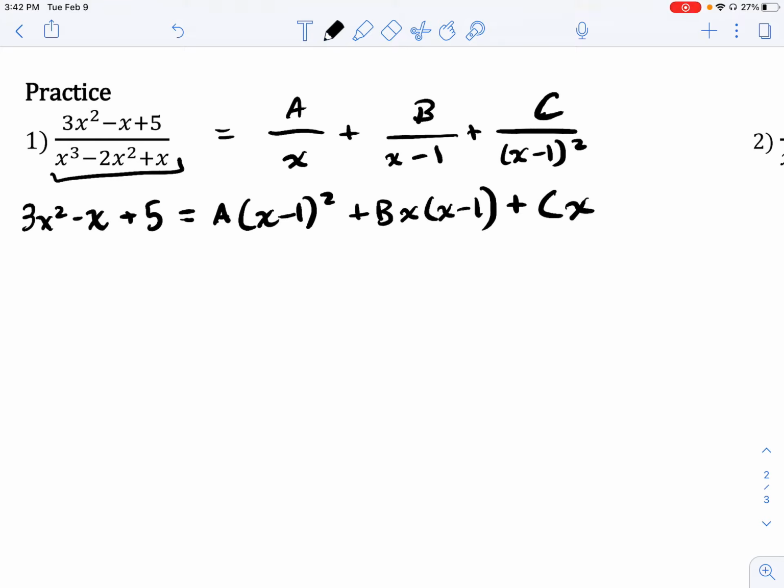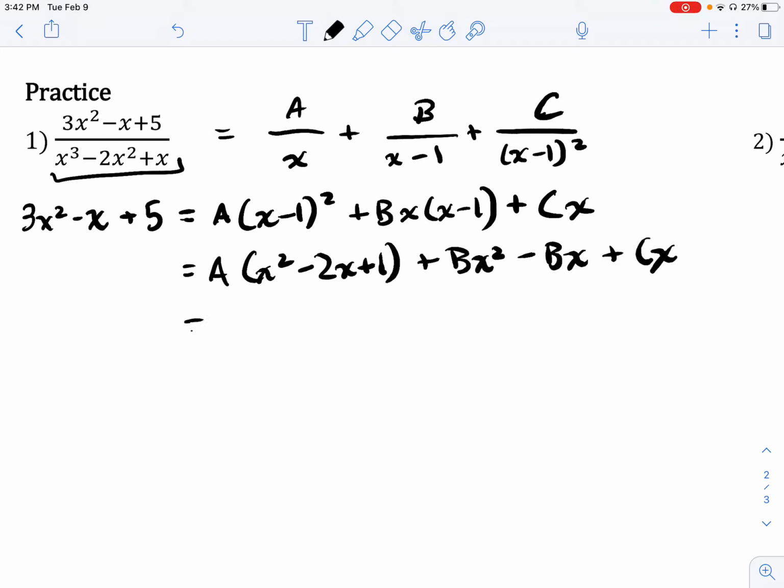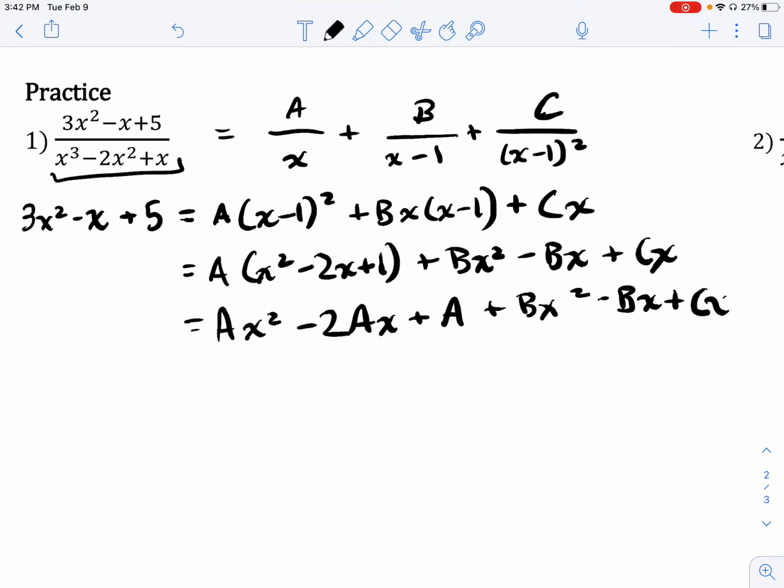From here, it's going to be a little bit of distributing and basic algebra. So A times x squared minus 2x plus 1, plus Bx squared minus Bx, plus Cx. Let's go ahead and distribute that A out in front as well. And this is Bx squared minus Bx plus Cx. Again, I want to highlight that this is all equal to this.